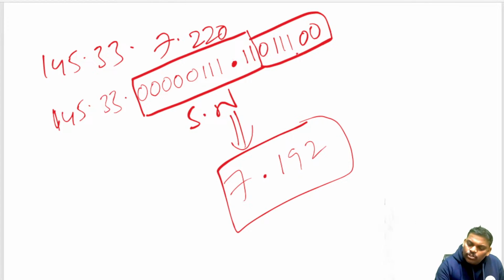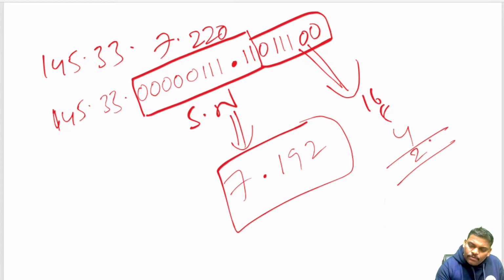So this is the host part. Can you say what is the host number? 6 bits for host. Host number: 0, 1, 2, 3, 4, so 16 plus 8 plus 4, that is 28.